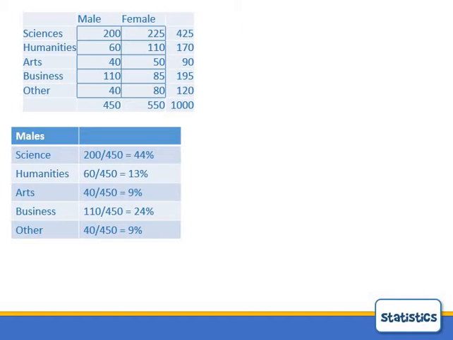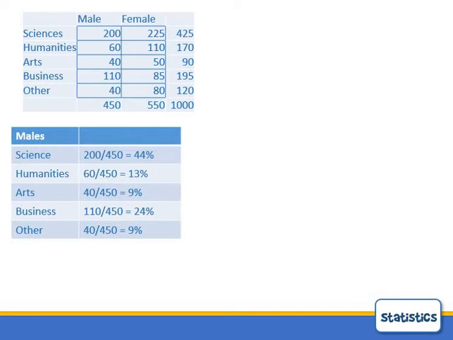If we look at males, we can ignore the female column for a minute, and we have 200 out of 450 of the males selecting science, which works out to be 44%, or 0.44 if you actually wanted the proportion, as the question asked. Then we go down the male column, dividing each by the total of 450 males, and we get that 44% said they were going to major in one of the sciences, 13% in the humanities, 9% in the arts, 24% business, and 9% other.